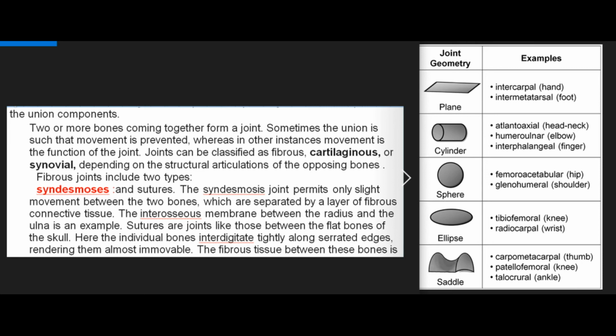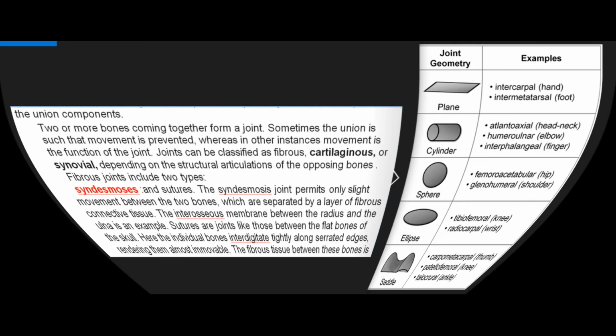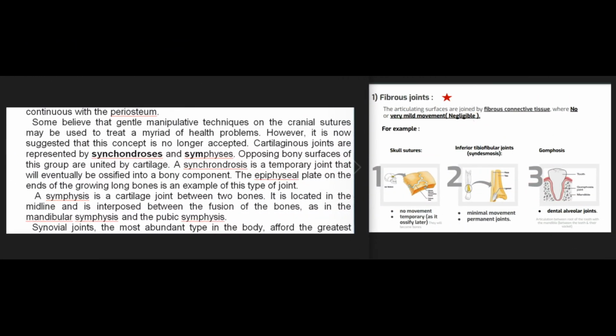Fibrous joints include 2 types, syndesmoses and sutures. The syndesmosis joint permits only slight movement between the 2 bones, which are separated by a layer of fibrous connective tissue. The interosseous membrane between the radius and the ulna is an example. Sutures are joints like those between the flat bones of the skull. Here the individual bones interdigitate tightly along serrated edges, rendering them almost immovable. The fibrous tissue between these bones is continuous with the periosteum.